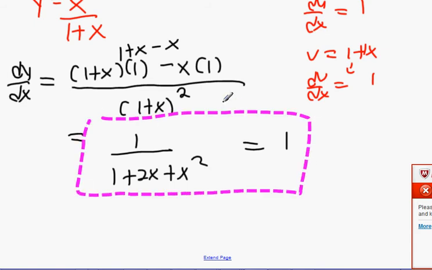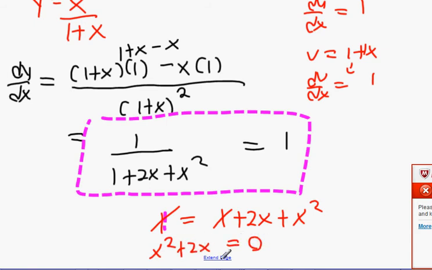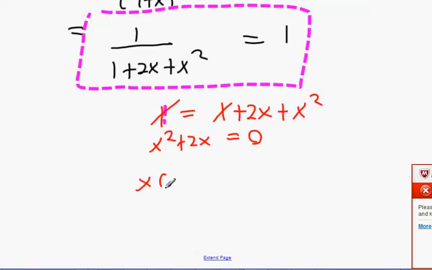And that's something that you haven't done before. We just cross multiply and we get 1 equals 1 plus 2x plus x squared. The 1's will cancel on both sides. What I'm actually solving is this here. Once again, nothing you haven't done. x bracket x plus 2 equals 0. This means that x equals 0 or x equals minus 2.